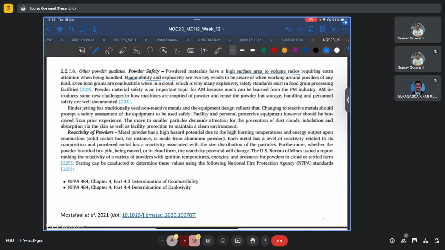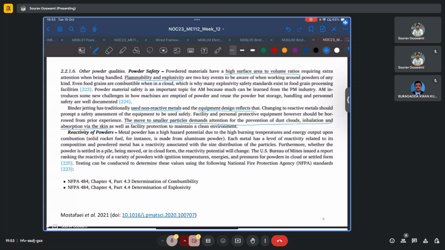Now, while binder jetting has traditionally used non-reactive metals, and the equipment design reflects that, changing to reactive metals should prompt a safety assessment of the equipment to be used safely. Facility and personal protective equipment, however, should be borrowed from prior experience. Further, the move to smaller particles demands attention for the prevention of dust clouds, inhalation, and absorption via the skin.